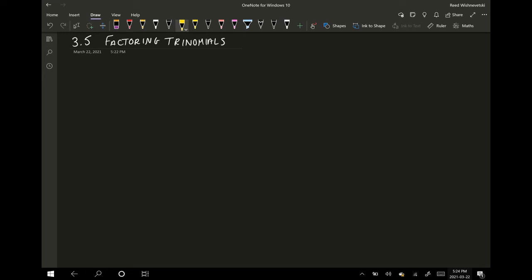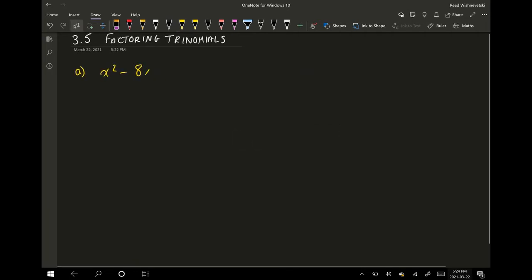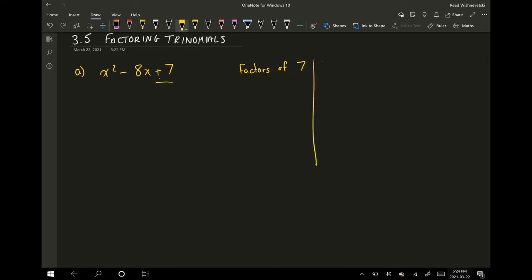Okay, so today we're going to be factoring some trinomials. So the first one we're going to work with, we'll call this A. We're going to do x squared minus 8x plus 7. Okay, so what we're going to set up is our little table here on the right, and we're going to have factors of, and remember it's always this third term, factors of 7. And then on the other side, we're going to do the sum of those factors.